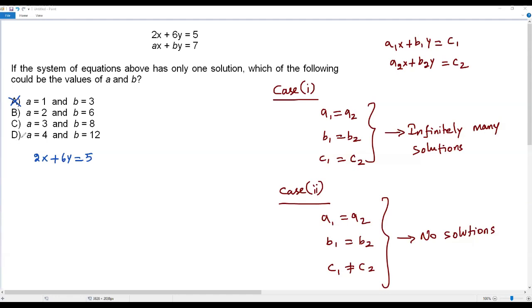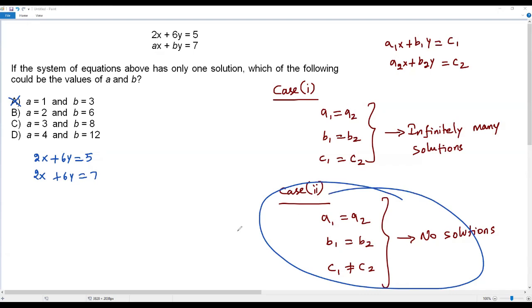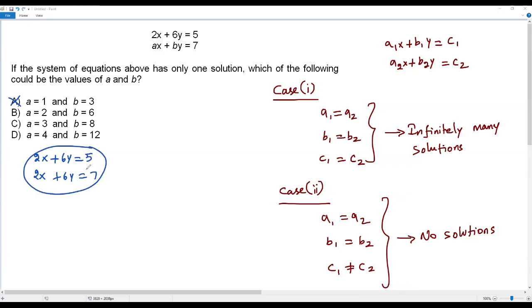Now I'm going to verify option B. In the second equation, I'm going to plug in a equals to 2 and b equals to 6. So let me do it. When I plug in a equals to 2, it will become 2x, and when I plug in b equals to 6, it will become positive 6y equals to 7. Here we have the same coefficients for y and same coefficients for x, but the constant terms are different. Again, it comes under case 2. That means the system has no solution.